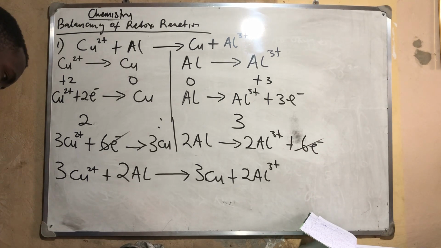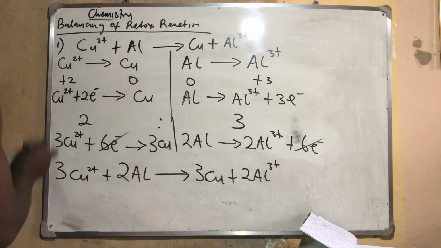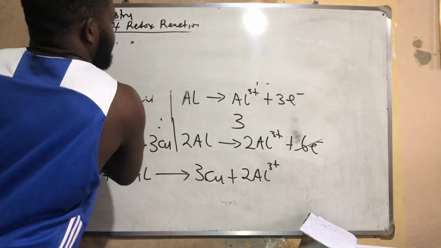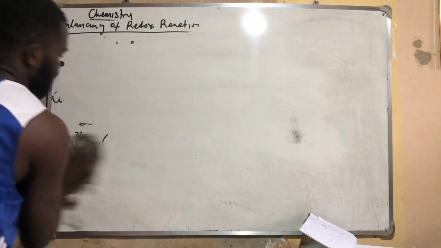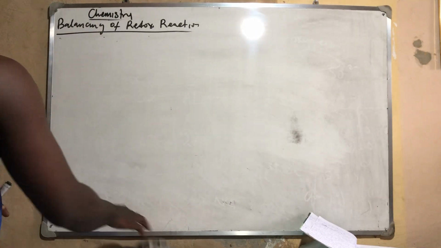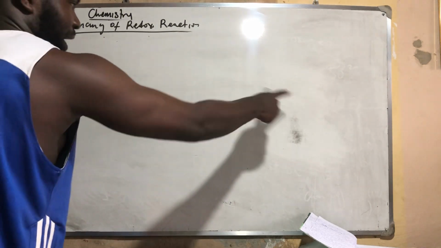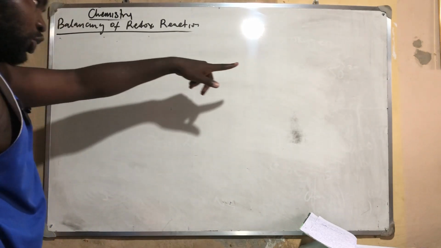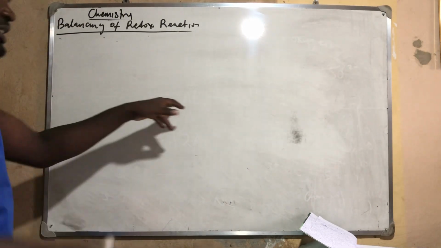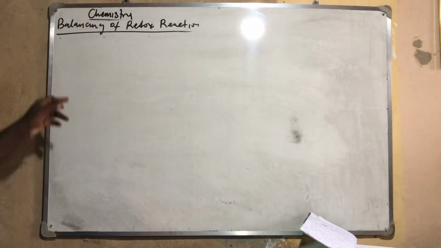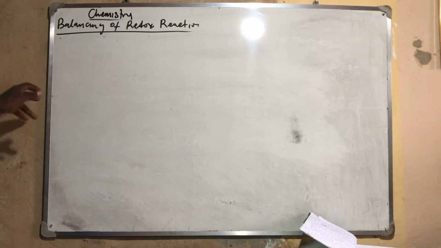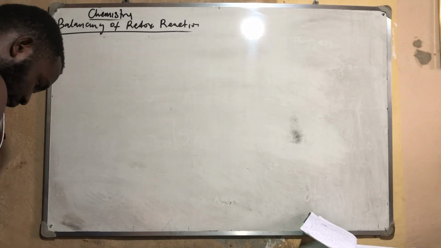So the next one, let's solve another question. Question number 2. This is very simple. I forgot to tell you that if electron is added on the right hand side, like in the other one where we added the electron on the right hand side, it means that it's an oxidation reaction. If electron is added on the left hand side, it means reduction reaction. Please don't forget that.